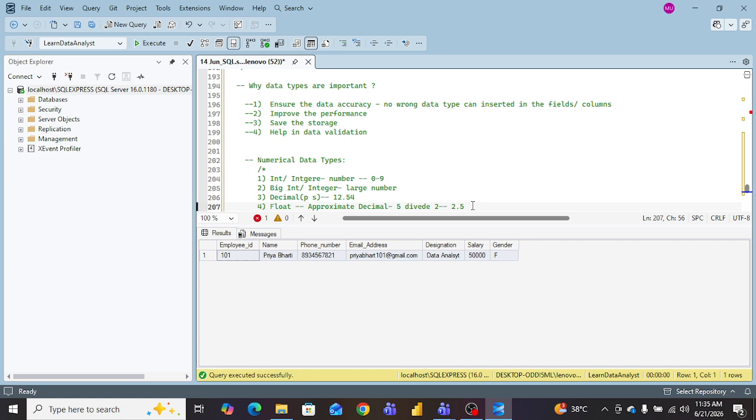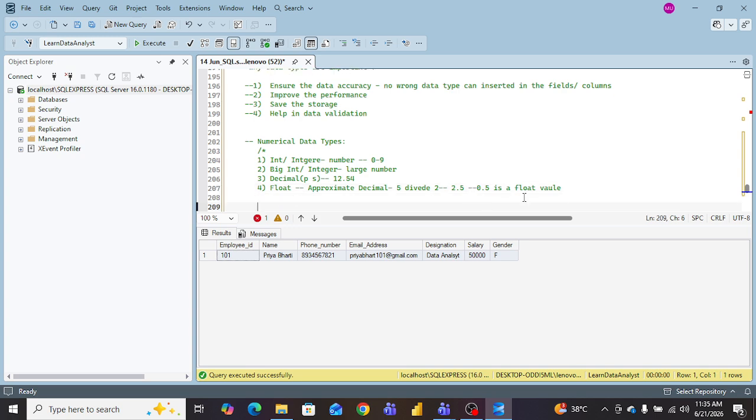After the decimal point, what we get is called the float value. Now, 0.5 is a float value. Okay. Got it? How can we present this? I tell you how to present it: 5 divided by 2 like this in Python or other languages as well. And in SQL we can also use this. Okay, got it?